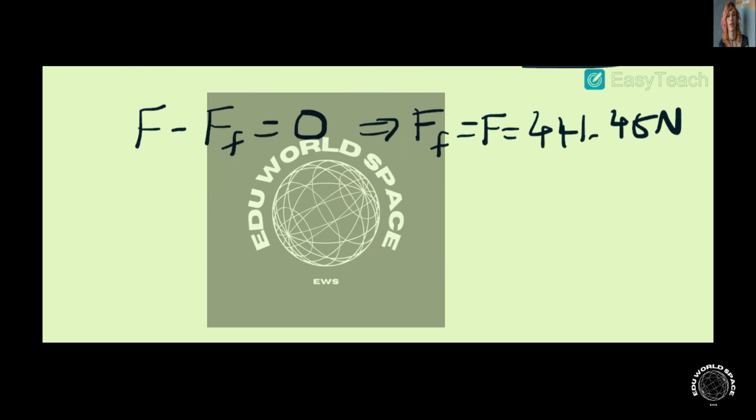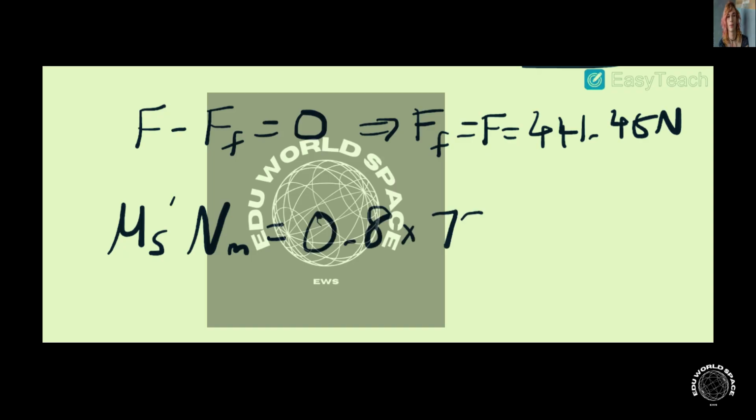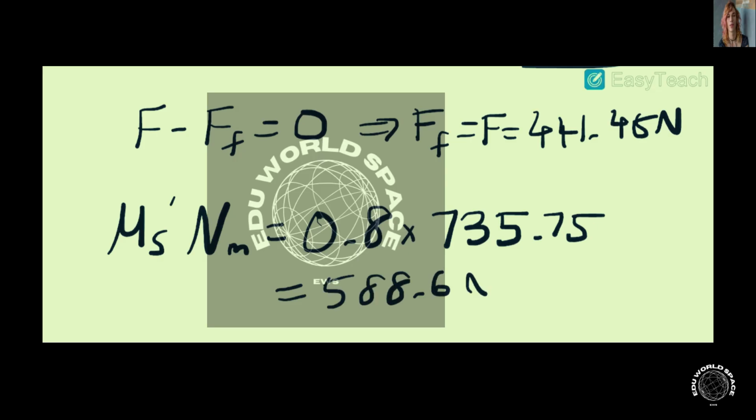Next, what we can do is we can say that the total possible maximum static friction force is going to be equal to mu s between the man and the ground, so let's call that mu s prime, times the normal force N. And we know that this is equal to 0.8 times 735.75, which is equal to a maximum static friction force of 588.6 newtons.